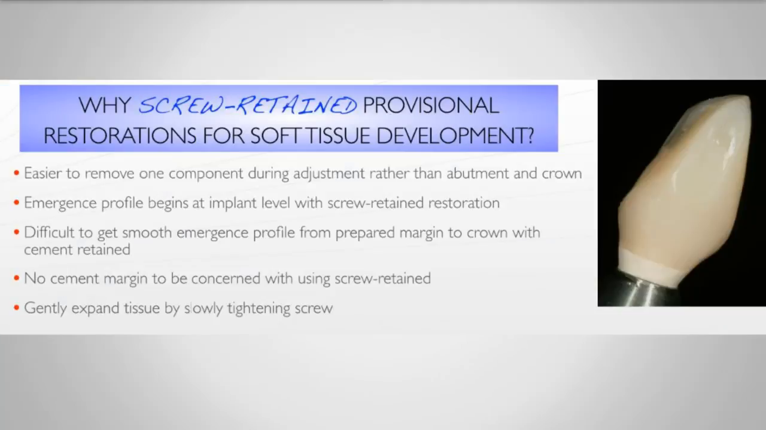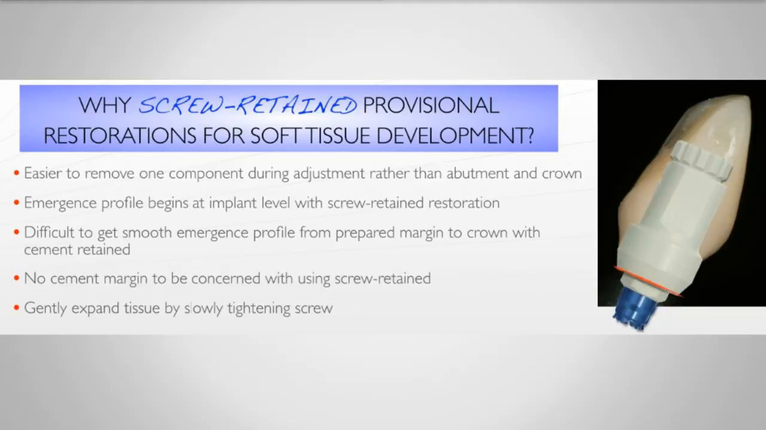Why do I want to screw retain the provisional restoration? First of all, it's easier to remove one component during the adjustment rather than an abutment and a crown. Importantly, your emergence profile begins at the abutment level, at the implant level. Let me show you why. If you're using a temporary cylinder, your margin, your material can go all the way down to the implant, at the head of the implant. So you can develop that far down. So down to here.